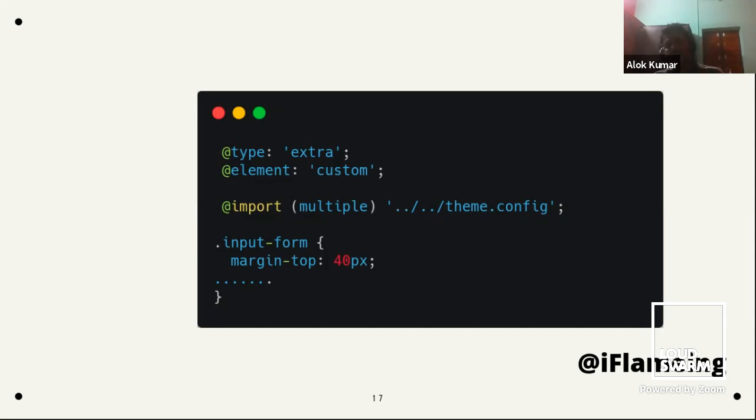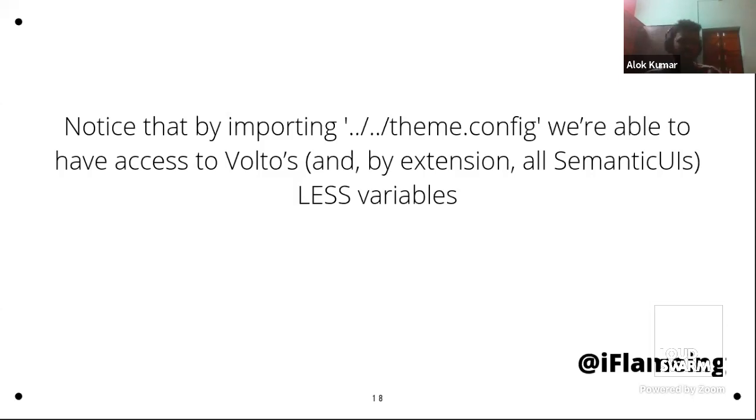We will now have access to all the variables, font names, and everything which is provided by Volto in our less file. Notice that by importing it, we are able to use Volto, and by extension all Semantic UI and the less variables which are declared in Volto. Maybe I can show you. I have to just change it. Okay, so share.